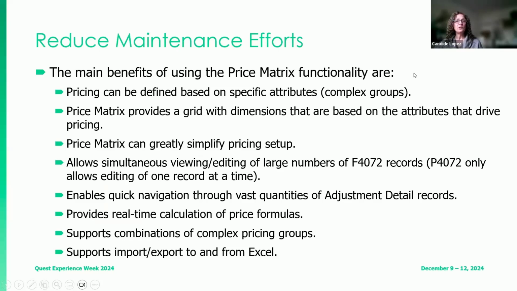The main benefits of using the price matrix functionality are pricing can be defined based on specific attributes. Again, those complex groups. It provides a grid with dimensions that are based on the attributes that drive pricing. It can greatly simplify your pricing setup. Again, you don't have to have all those base prices. You can just put in a group of customers or items and establish base pricing using advanced pricing. It allows simultaneous viewing and editing of large numbers of F4072 records, your actual price detail records.